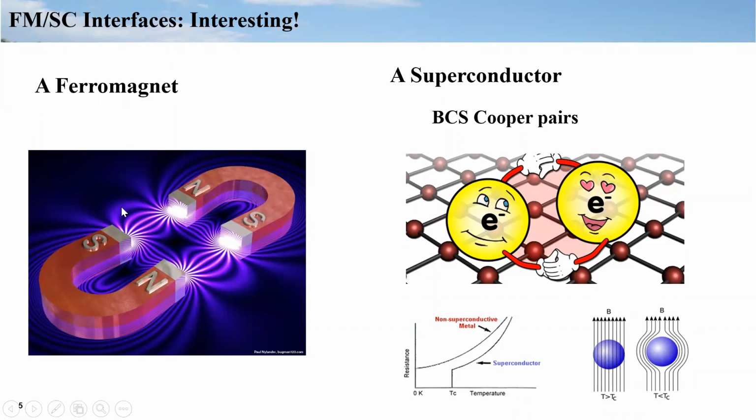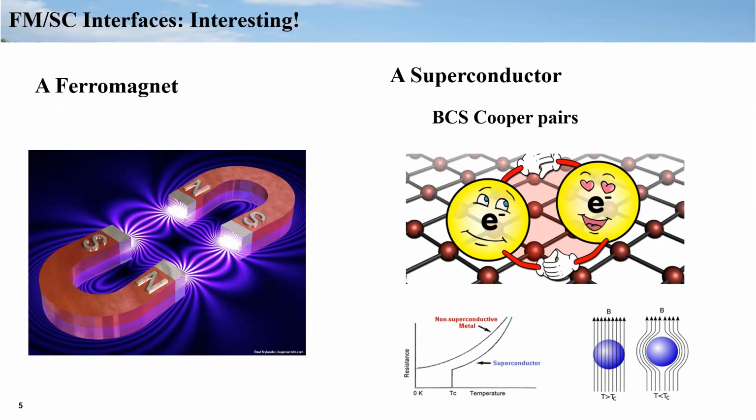For ferromagnetic materials, there's a South Pole and a North Pole. At the Fermi surface, the spin density for spin up and spin down will be different. So there's a spin polarization. Between the North Pole and the South Pole, there's a magnetic field. It can generate a magnetic force.